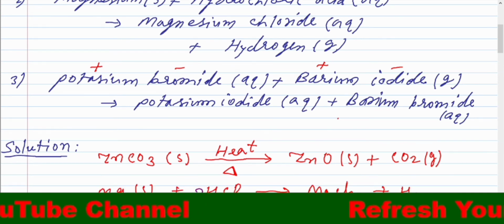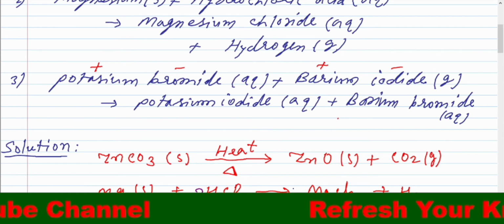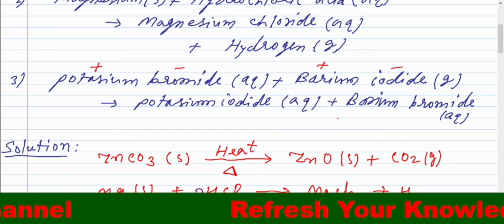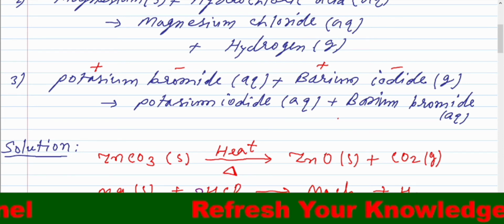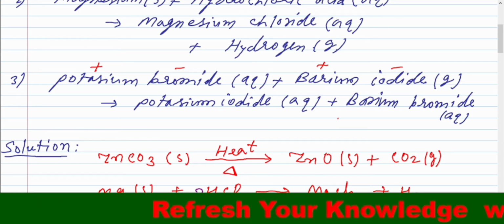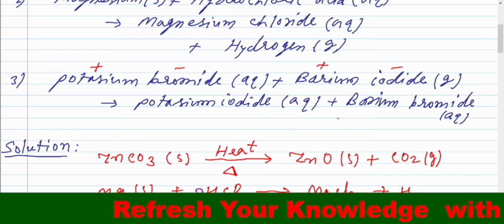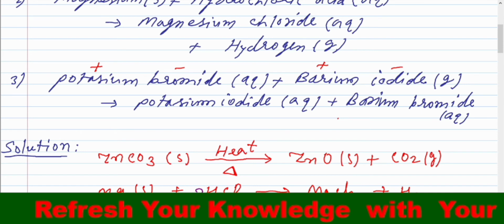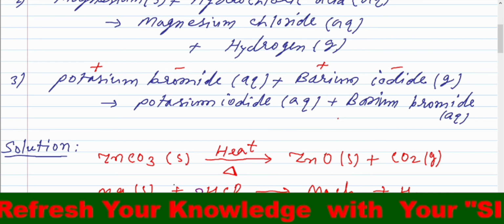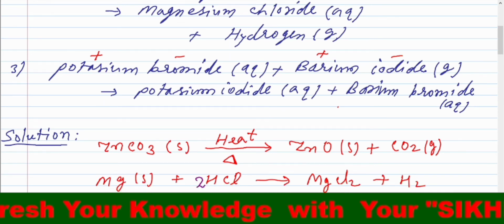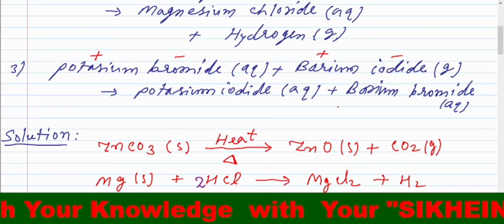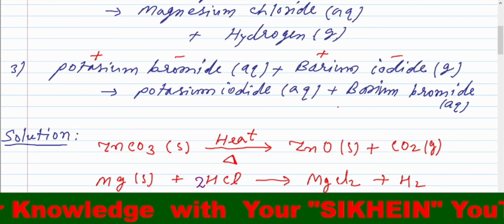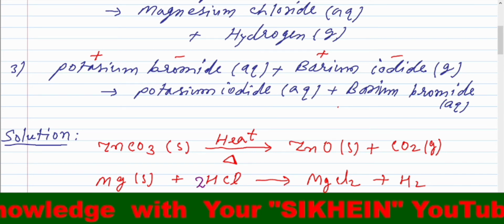In third, I have taken chemical, that is potassium bromide plus barium iodide. After reaction, we get in product form, that is potassium iodide and barium bromide. It is a symbolic form of that. Now, here you see in the first question, you write the chemical reaction name.